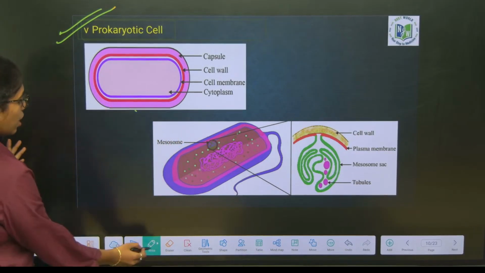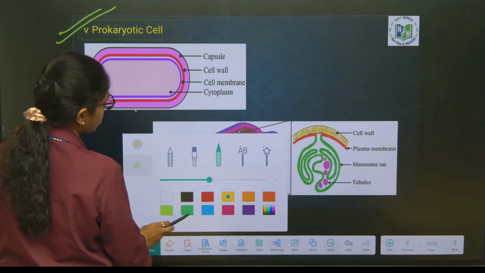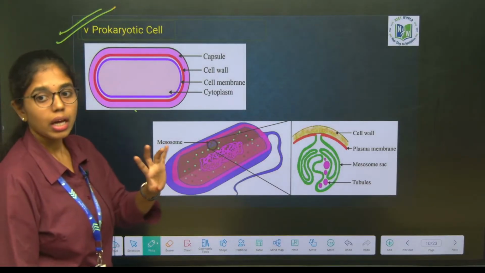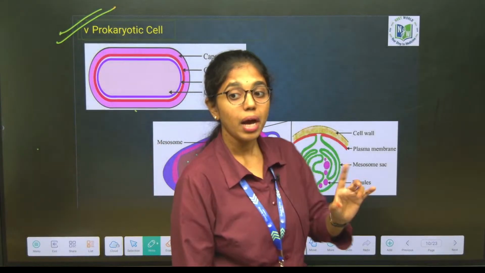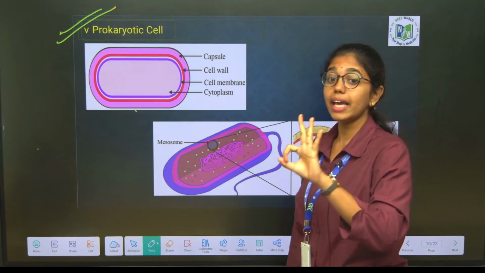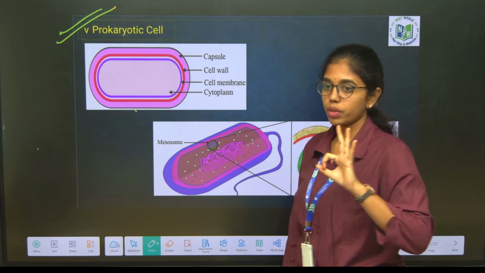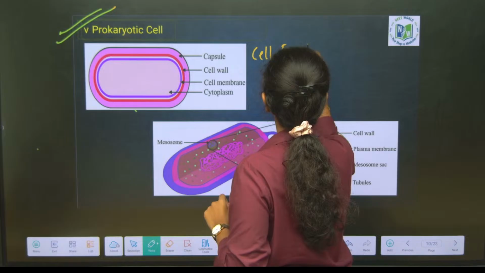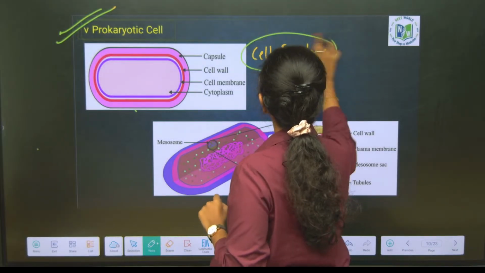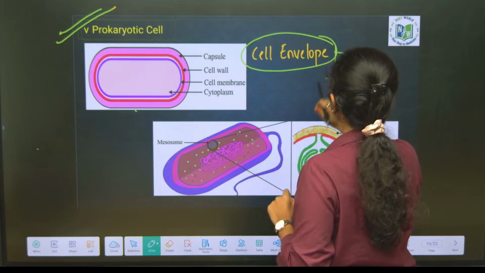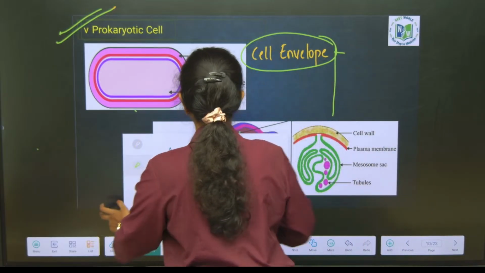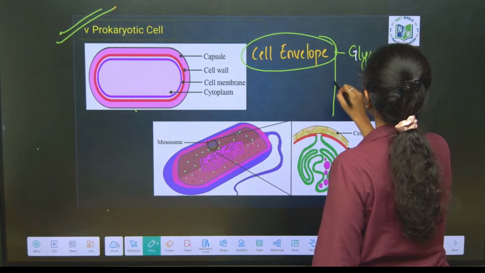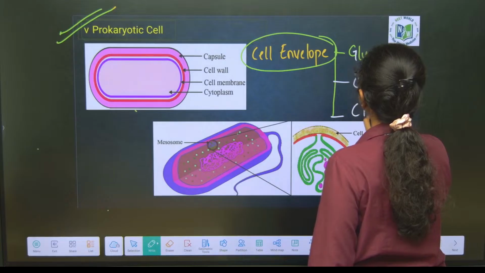Let us get started. The outermost layer in an animal cell is the cell membrane. The limiting boundary of a plant cell is the cell wall, but the prokaryotic cell has a 3 layered cell envelope as its outer boundary. In that 3 layered cell envelope, the outermost layer is glycocalyx, the second is the cell wall, and the third is the cell membrane.